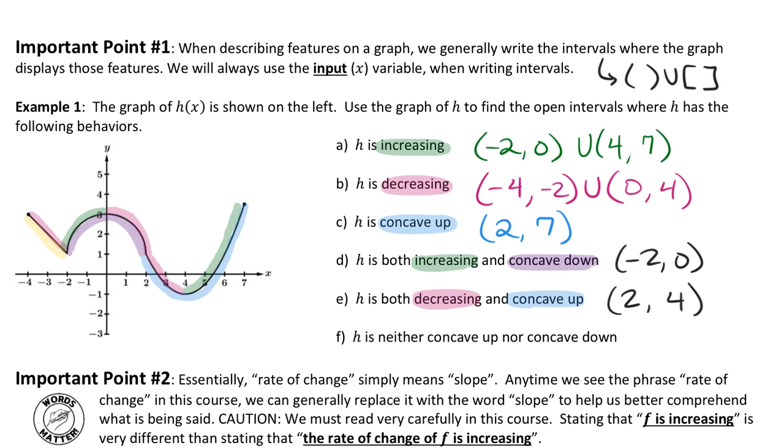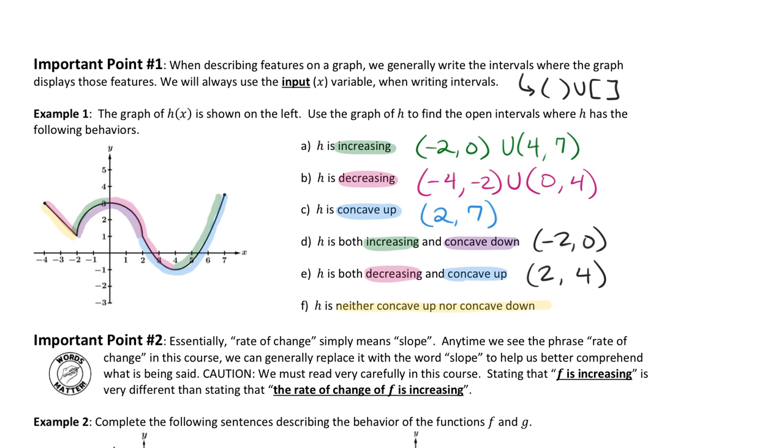We saw this earlier. Where is it neither concave up nor concave down? Yeah, so we saw that. That's the linear portion. So not having concavity means that it's linear. That is going to be from -4 to -2.